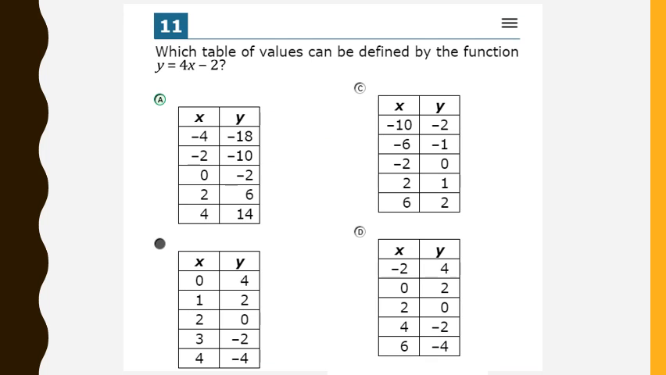All right, so last but not least, we've got number 11 here in this set. And it asks us which table of values can be defined by that function y equals 4x minus 2. Now this boils down to nothing more, nothing less than just substitution. Now what you're substituting are the x and y values to see which ones make a true statement. Now, before you start groaning and saying, oh man, that's a lot of things to plug in, always choose the easiest numbers to plug in. The easiest number ever to plug in is always going to be 0.